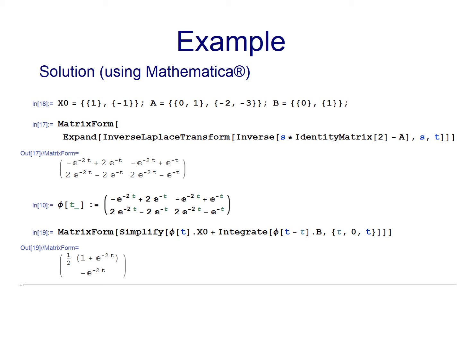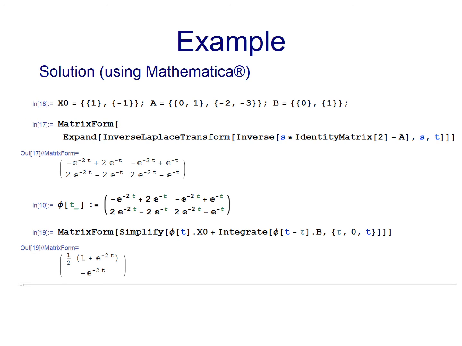So in this way, we can manage t as a variable, okay, including this function phi. So again, we use matrix form in order to display some matrix. The following result: we are simplifying phi of t times x of 0 plus the integral of phi of t minus tau times b. We are assuming that u is the step function, so this is just 1. I am making this obvious. And the integral is for tau from 0 to t. And finally, this is the result. So this is precisely the value for x of t.